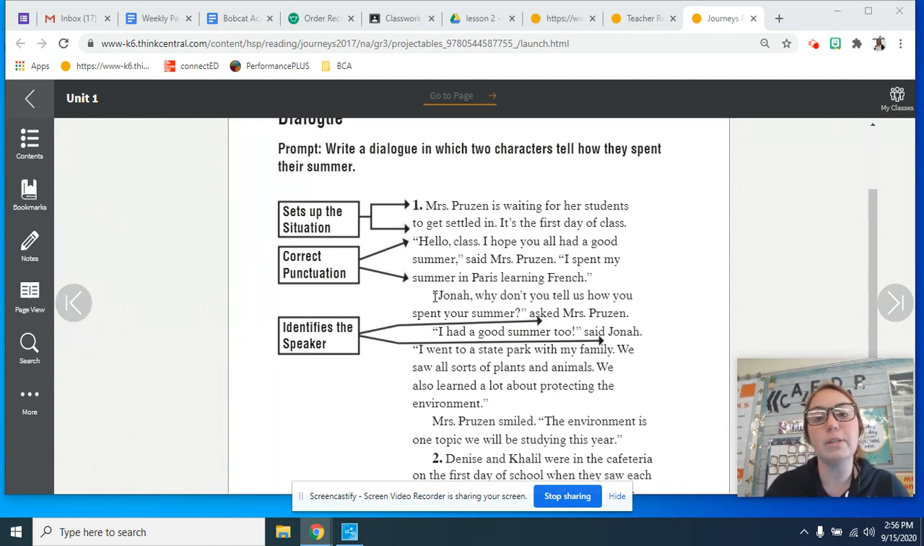As we go on with dialogue writing, you'll also get to see a little bit more of when you use those quote marks, when you put the punctuation or the comma, and how you add identifying the speaker. This is just a way for you to see what a model looks like.